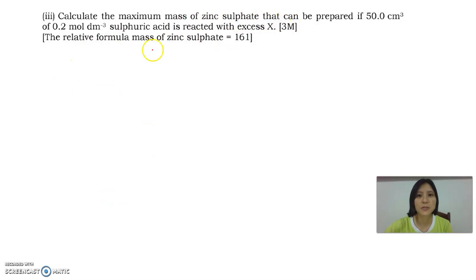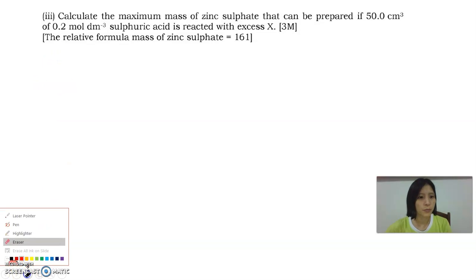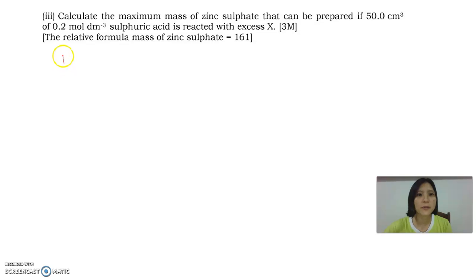Calculate the maximum mass of zinc sulfate that can be prepared. Okay, so this one depends on which equation you use. Okay, sorry. Let me erase this. Okay, so we have H2SO4. Let's say I use the first equation and I will get zinc sulfate. Now, what is the maximum mass that can be prepared from the sulfuric acid?